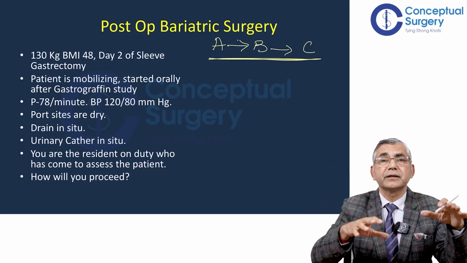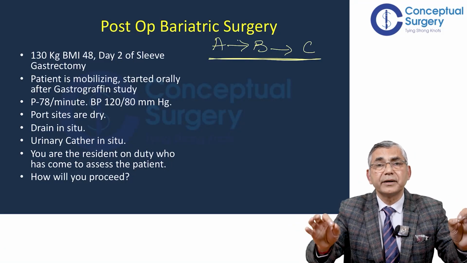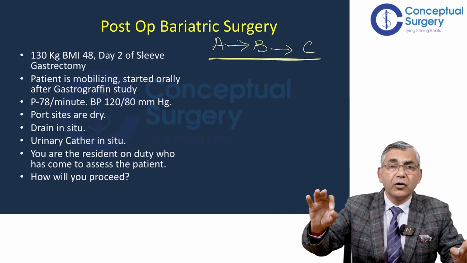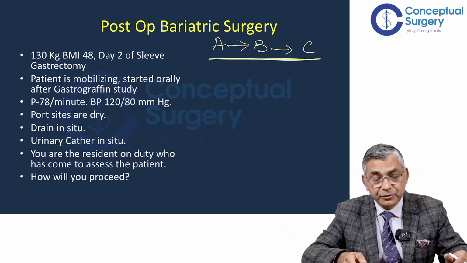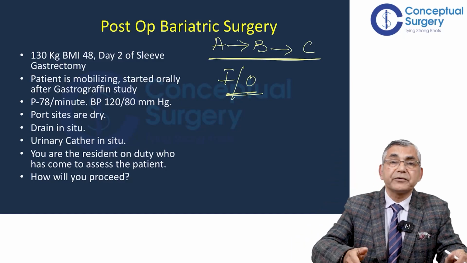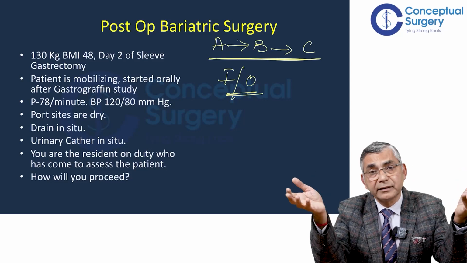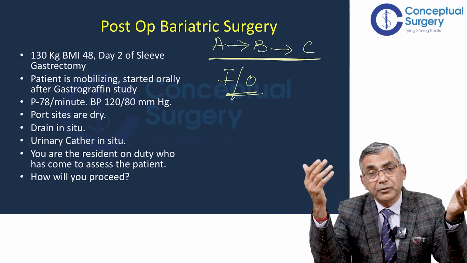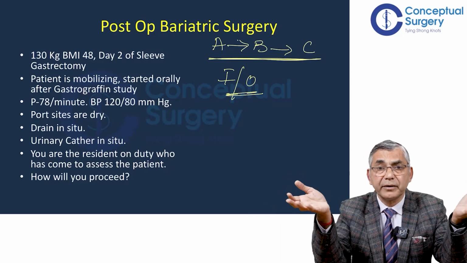Your inspection tells you that the port sites are all looking very healthy. The drain is having about 20 to 30 ml of serosanguinous fluid. The urine catheter is having a light colored, lemonish urine. You would check the intake output. So always say that you would check the intake output chart. Now these are big patients, and you would have given 100 to 120 ml per kg in the 24 hours, and you would like to see whether there is any excess loss, or whether the patient's intake and output is well maintained.